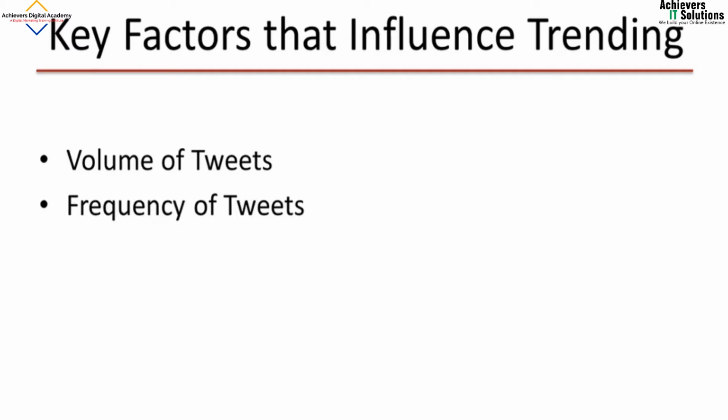Next is the frequency. How frequently are people tweeting around the topic? So you have a large volume, you also have a large frequency, a large number of people tweeting every minute. So frequency is another factor that Twitter takes into account when deciding which topics and hashtags should trend.